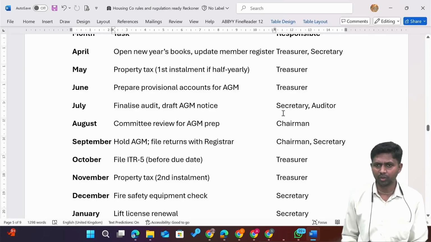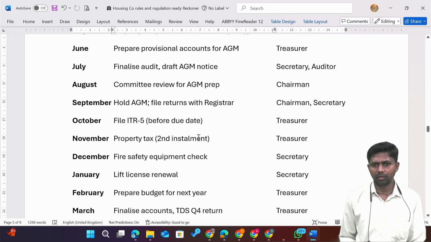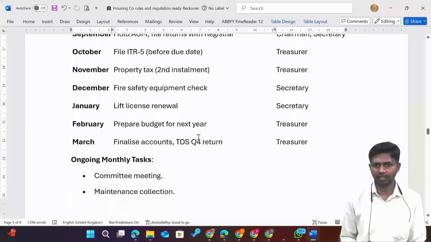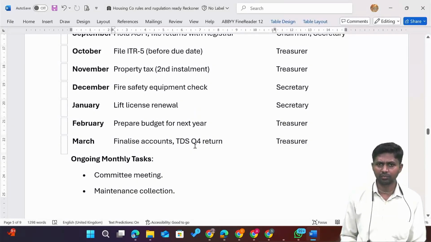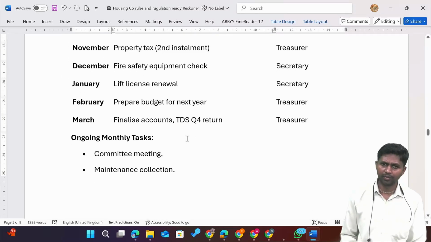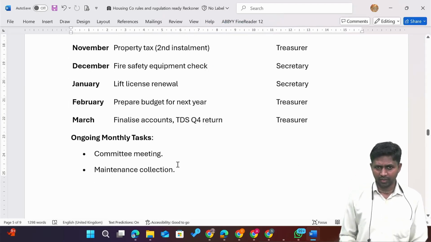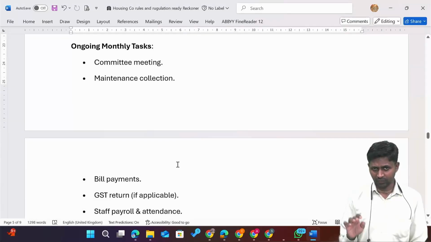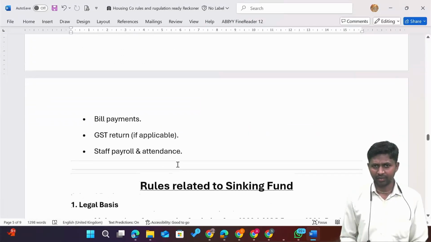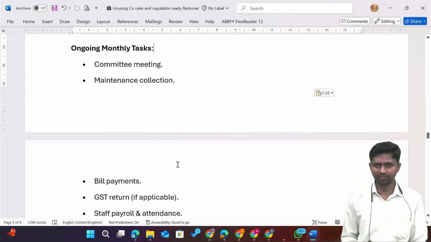Then AGM notice and all, the secretary will draft. Then committee review and then the whole ITR filing, the property tax second installment, fire insurance payment, budgets, lift renewal. Okay, this is the calendar. You can refer to the full calendar. Then monthly tasks: in that, committee meeting, bill payment.